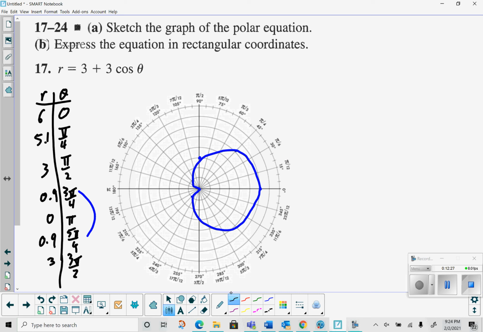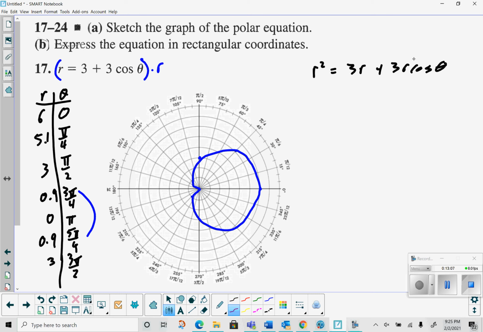Again, we're looking for r squared. We could, I don't know, square both sides. That would definitely give us an r squared on the left, but that would give us a cosine squared on the right, and I don't have a substitution for that. So instead, what I'm going to do is multiply everything by r. So on the left side, that'll give me an r squared. And I need to distribute, that gives me 3r plus 3r cosine theta.